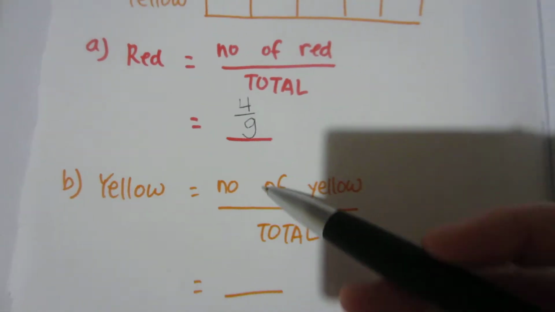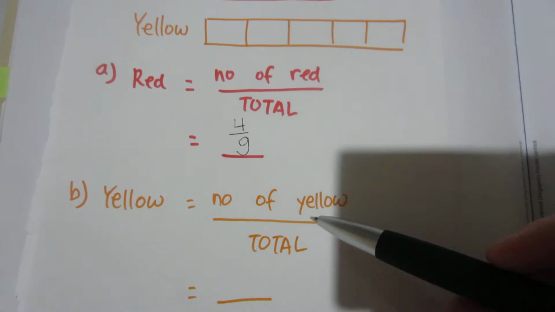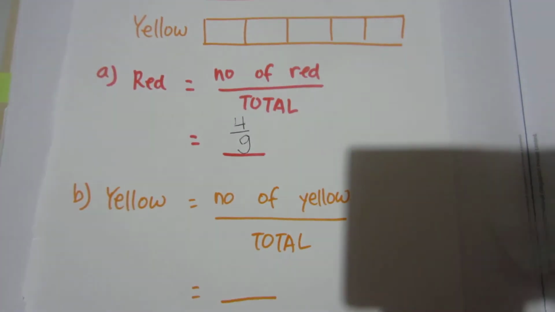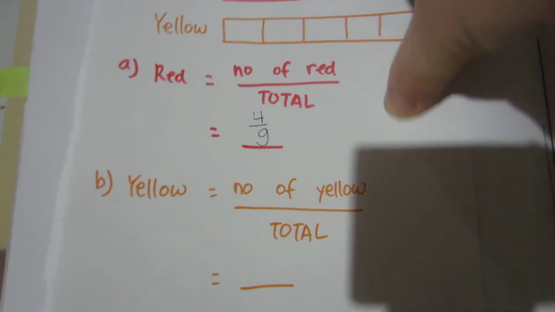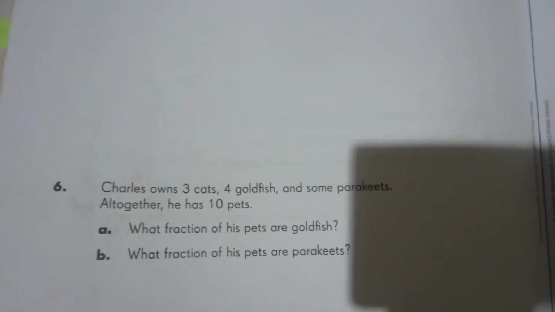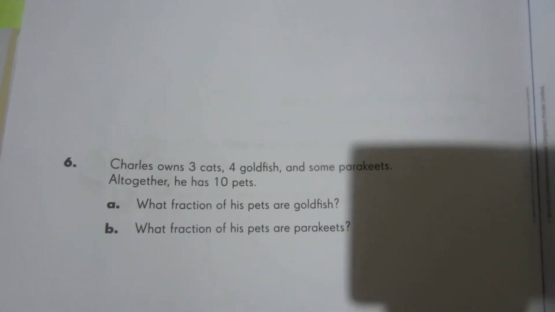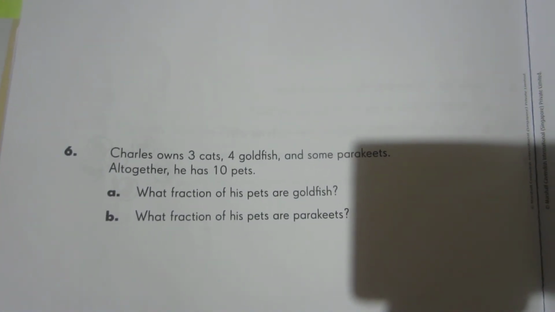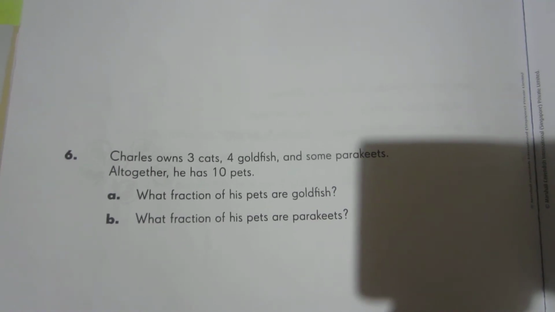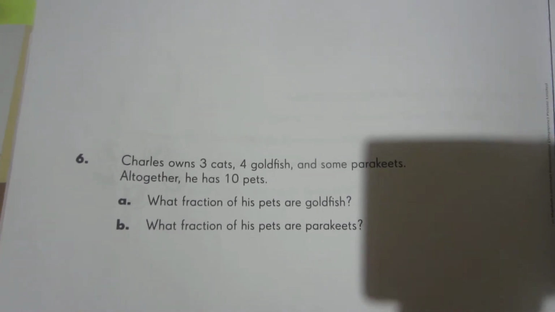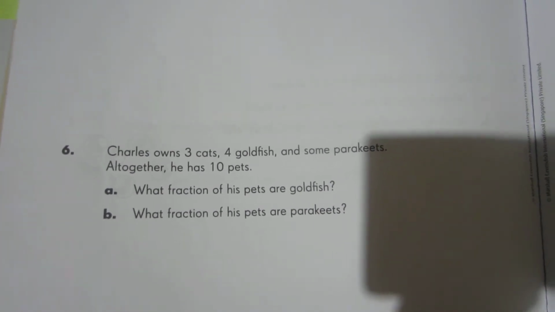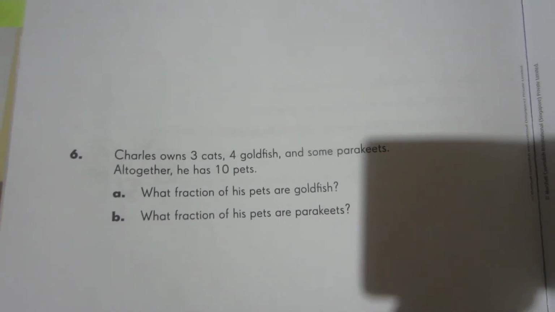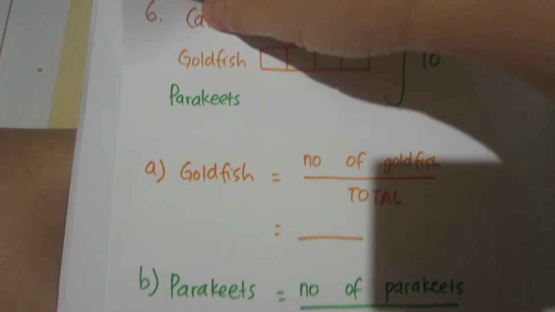Go to the yellow. Same way like the A. The number of yellow, which is 5, and then the total, which is still 9. Next, number 6. Charles owns 3 cats, 4 goldfish, and some parakeets. Altogether, he has 10 pets. What fraction of the pets are goldfish? And then, what fraction are the parakeets? So first, you make the bar model.